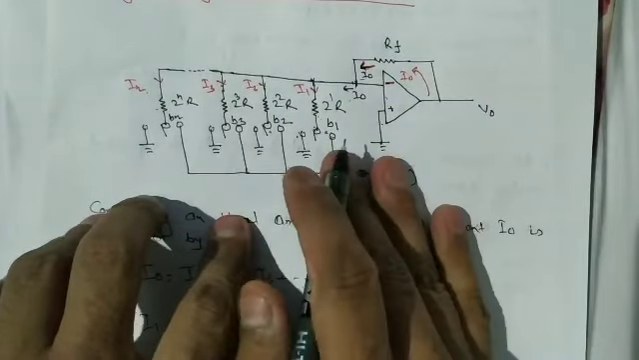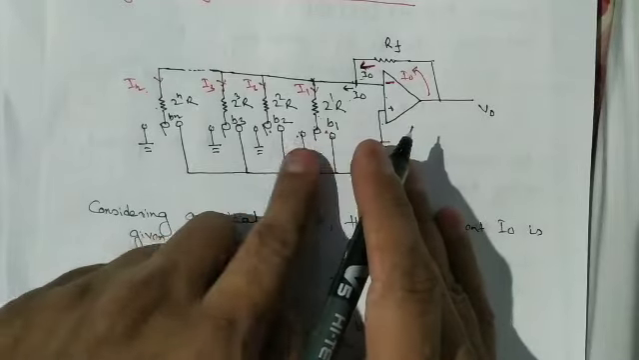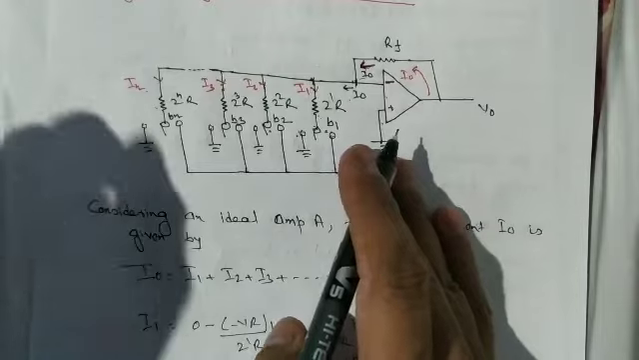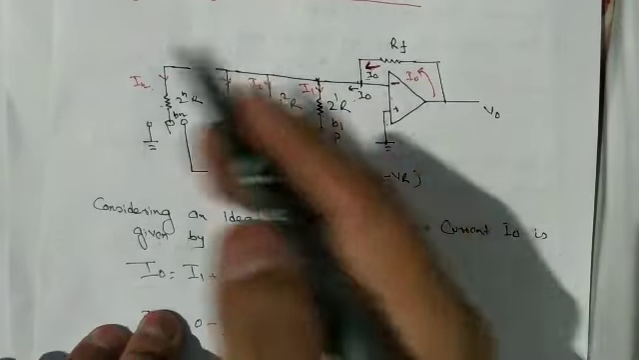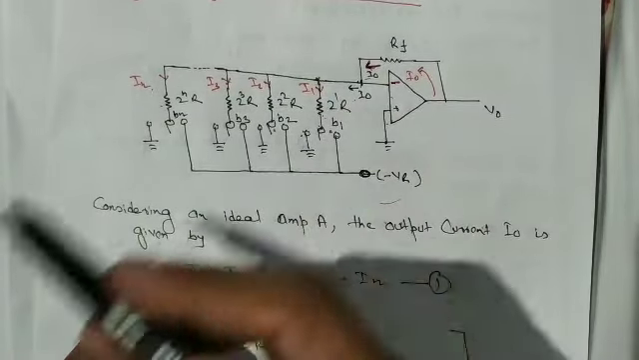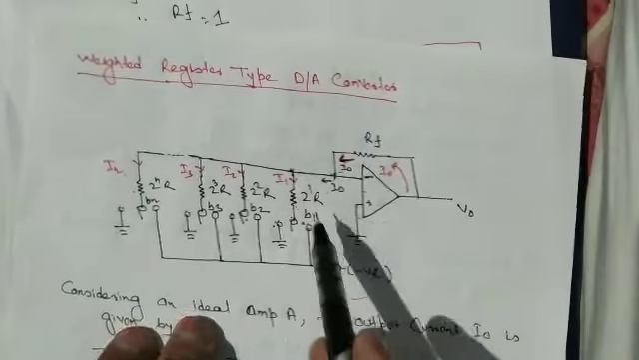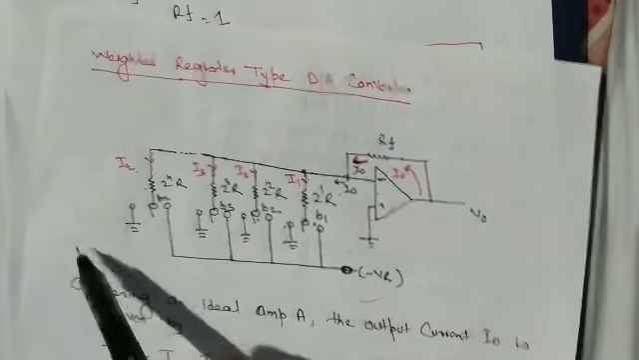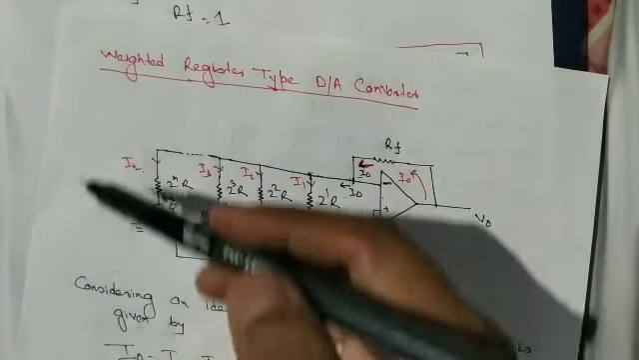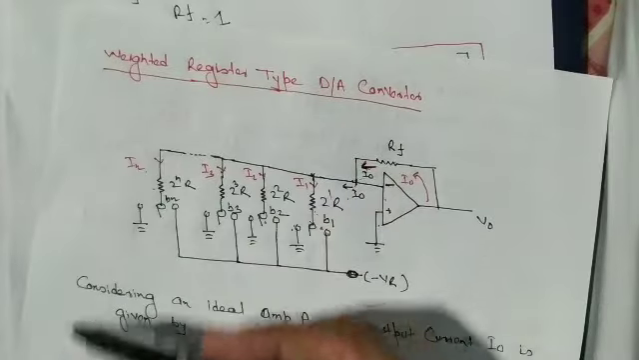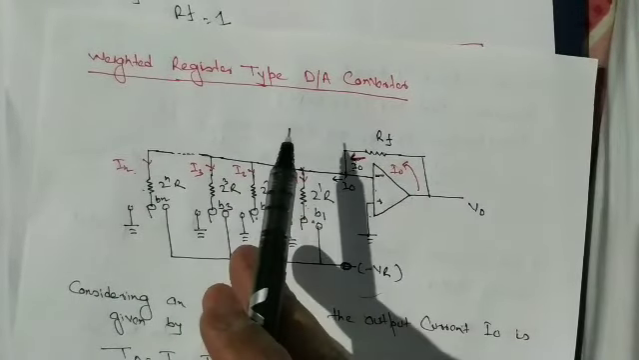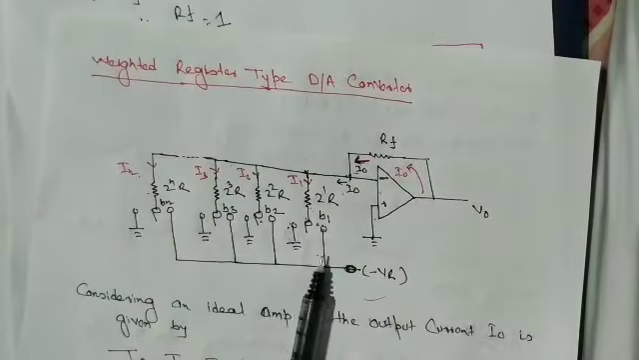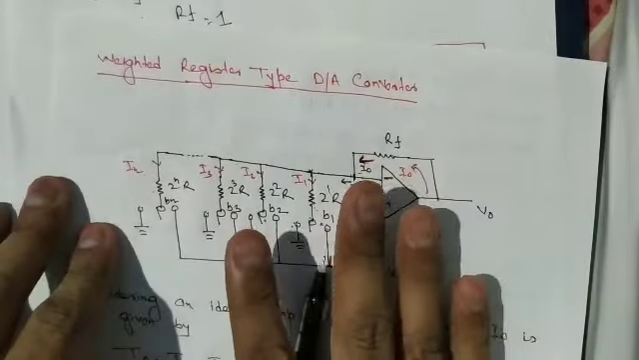Another problem is that when the number of bits is increased. Suppose for 8 bits, what is the value of 2 to the power 8 R? Then 2 to the power 8 becomes a huge term. So for 8 bits, the value of resistor is very large. When the value of resistor is very large, it is very difficult to flow current across that high value of resistor. When it is very difficult for the current to flow, that means that bit is neglected.